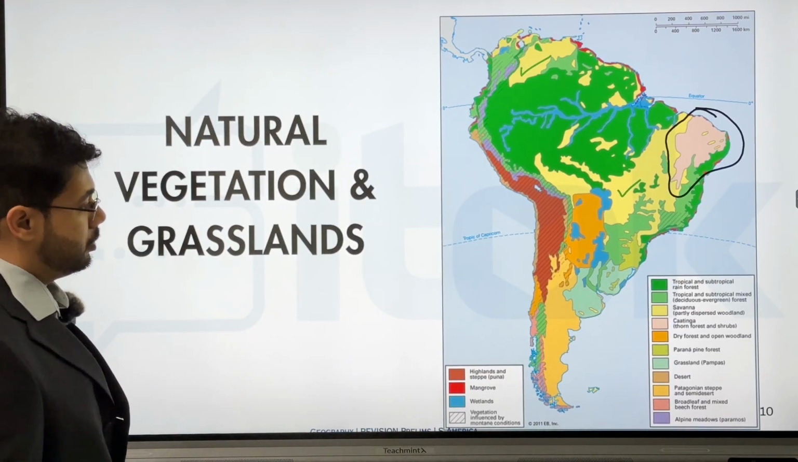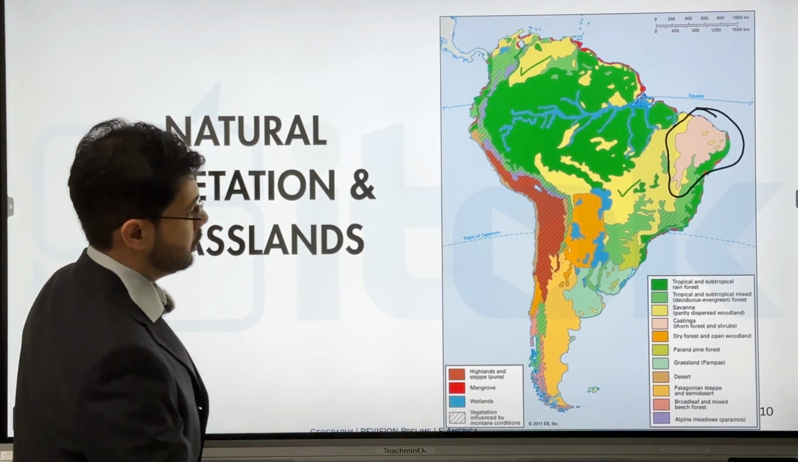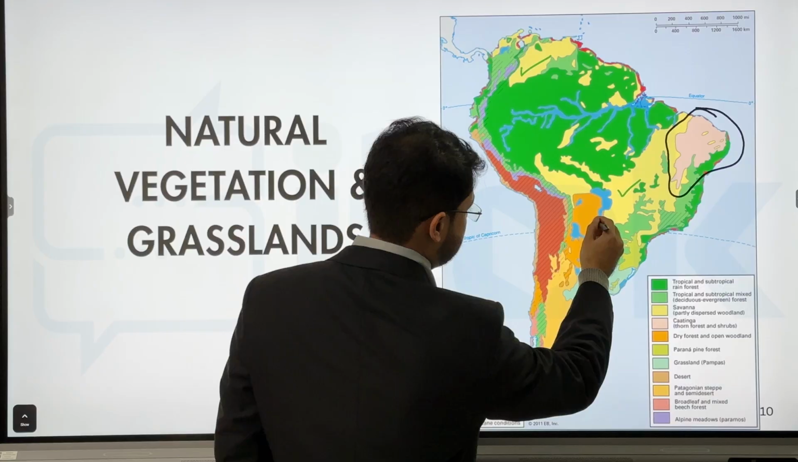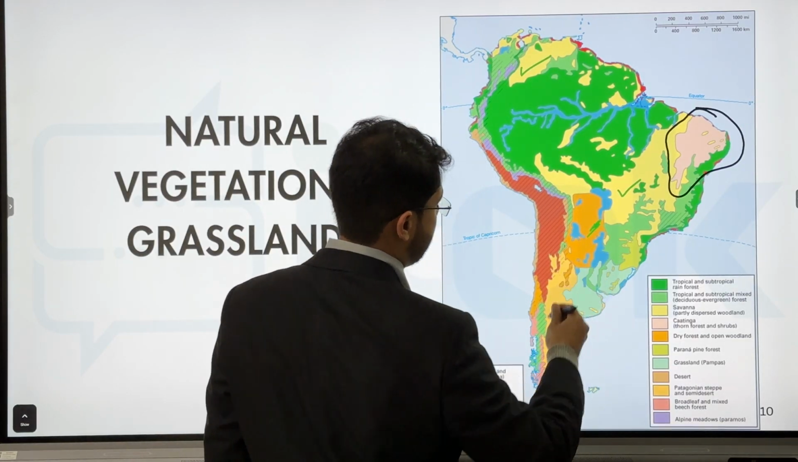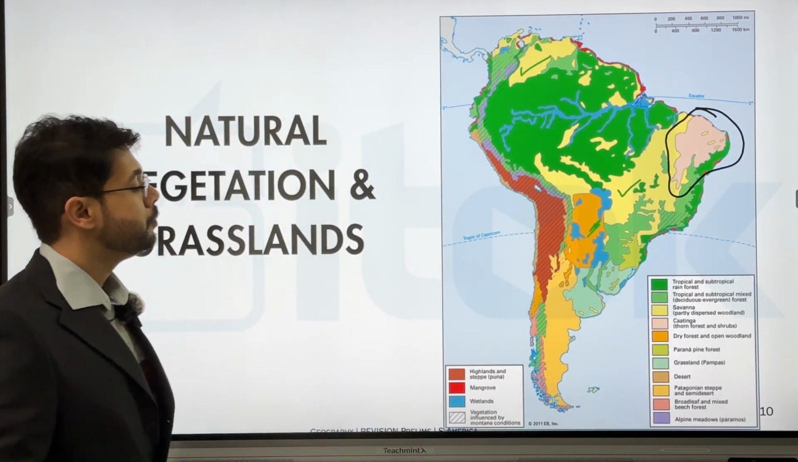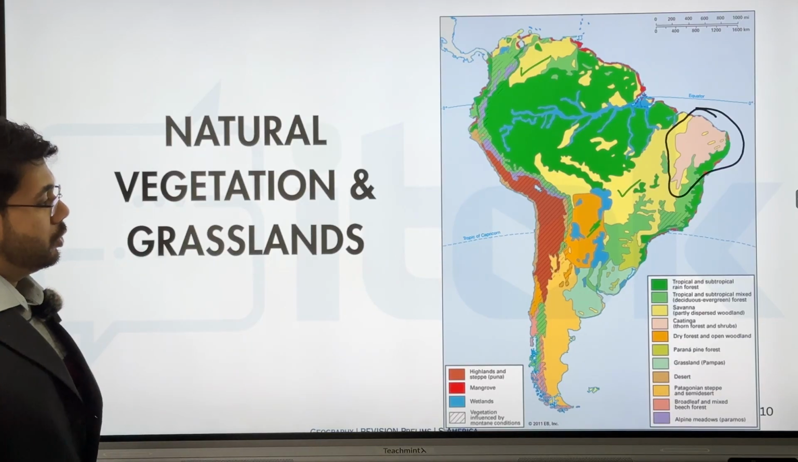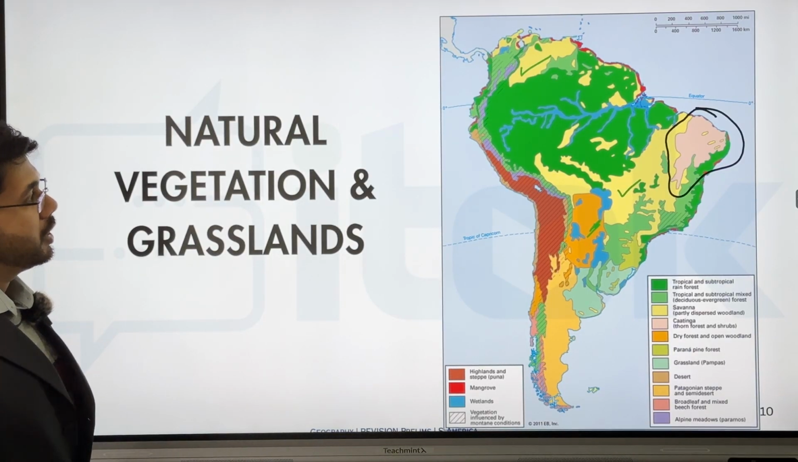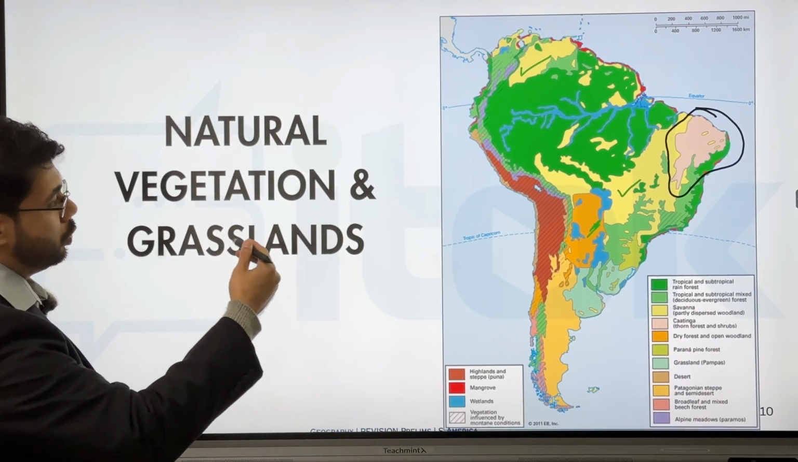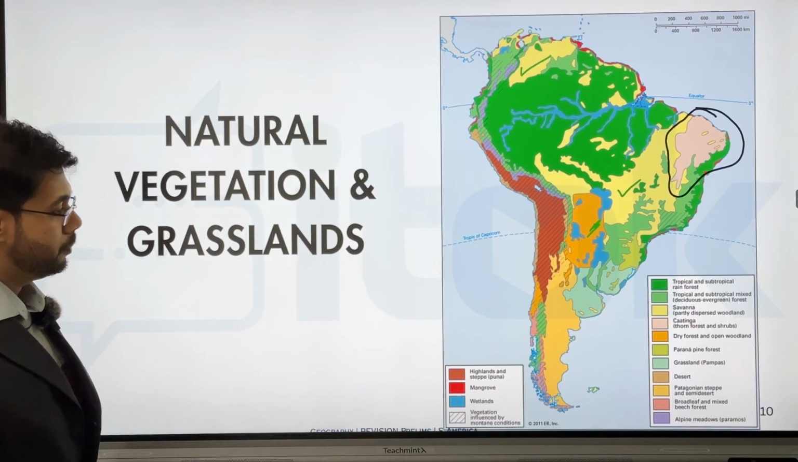And after that we get some amount of deserts. Now this is the Gran Chaco area, called dry forest and open woodland. I'm sorry if I had mentioned before that it is a grassland. It is not a grassland. They have two grasslands: one is Llanos and the other is Campos. One in the north, one in the south. We'll go through that now.